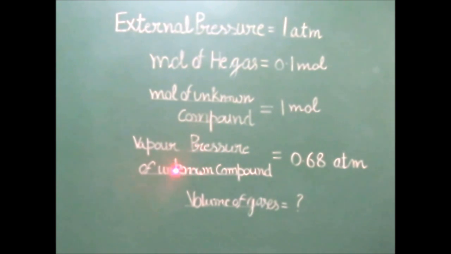The vapor pressure of this unknown compound is 0.68 atm. We need to find out the volume of the gases. Volume of the gases is the volume of the container. So we need to find out the volume of the container with the use of the ideal gas equation, that is PV = nRT.